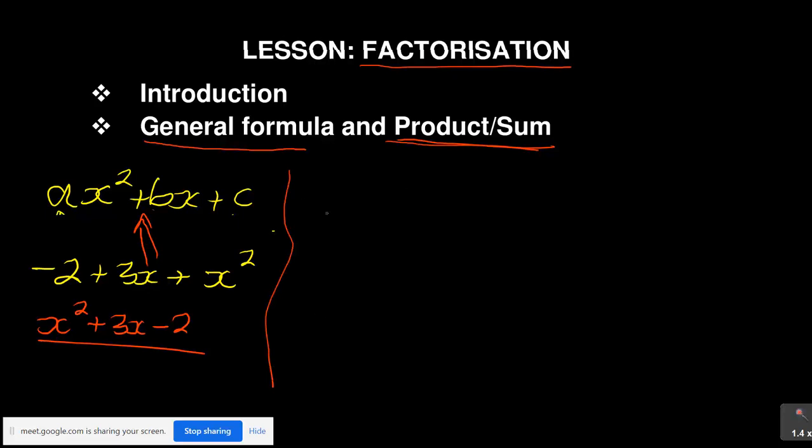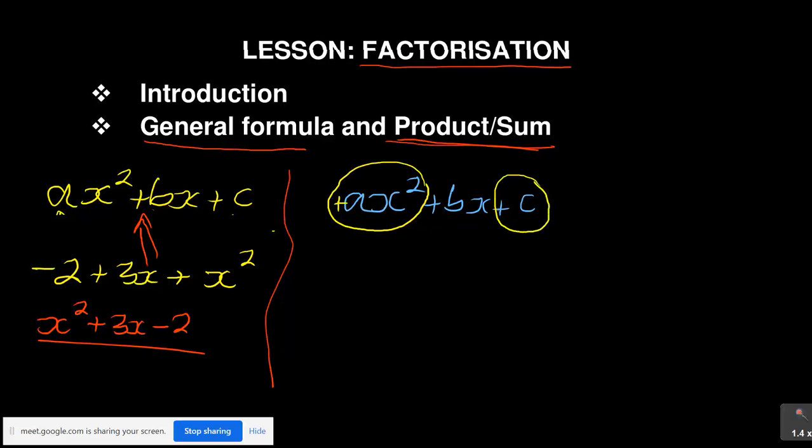Now when we also talk about the product sum, what we are having from this general form of ax squared plus bx plus c. When I refer to the product sum, what you are looking at is you are taking this part with the number and the sign, so automatically there is a positive there. You are taking that part and also the last part, don't forget the sign must be inside. So you take these two and you multiply them. That's what we call the product.